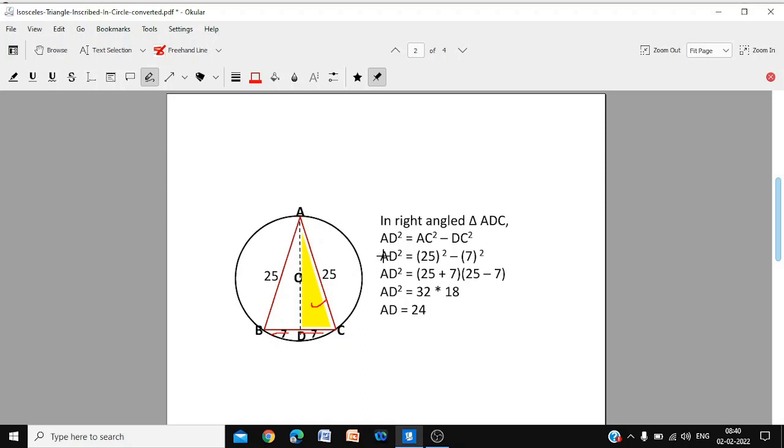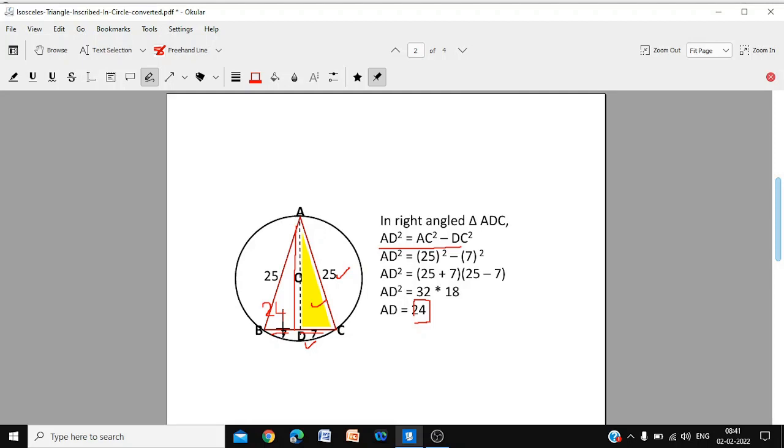So this is a right angle triangle, and by Pythagoras theorem you can say that AD square, the altitude AD square, will be AC square minus DC square, that is 25 square minus 7 square, which is giving you AD as 24. So this full altitude we have got as 24. That is step number 1.